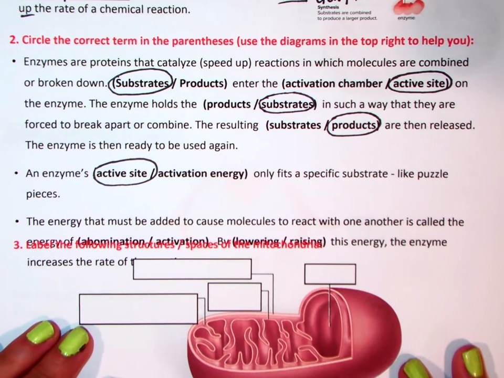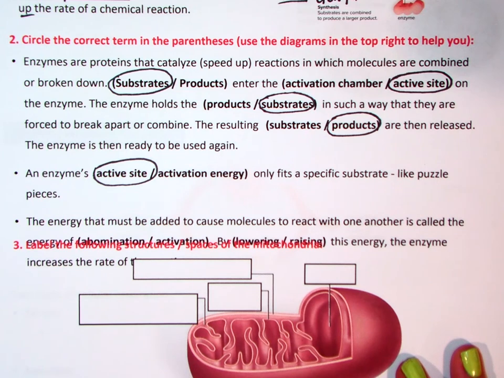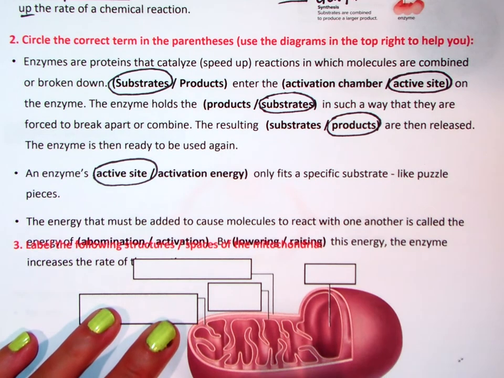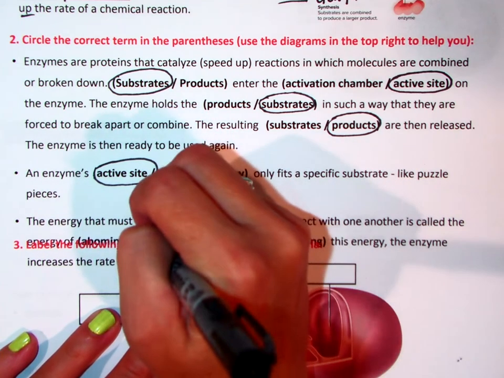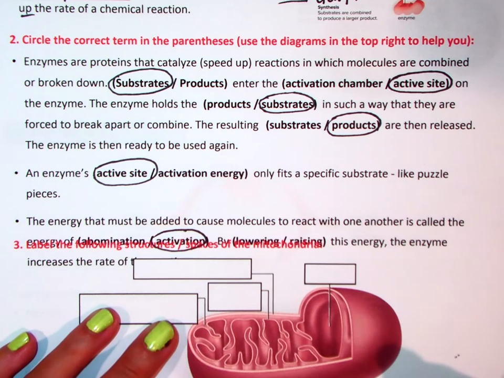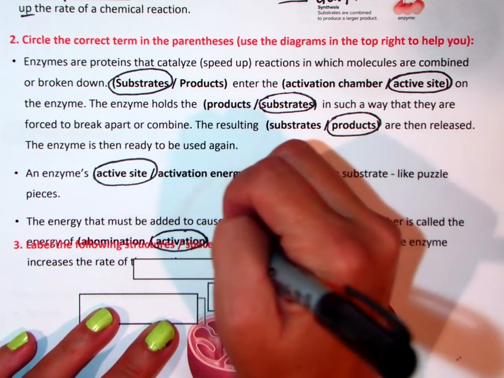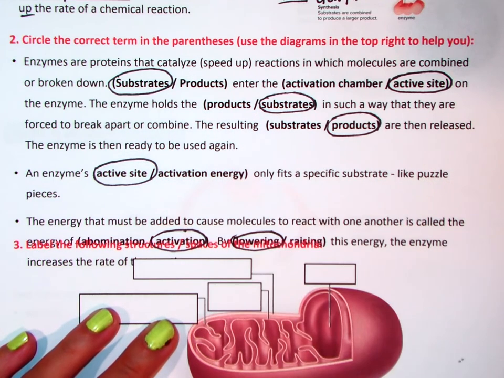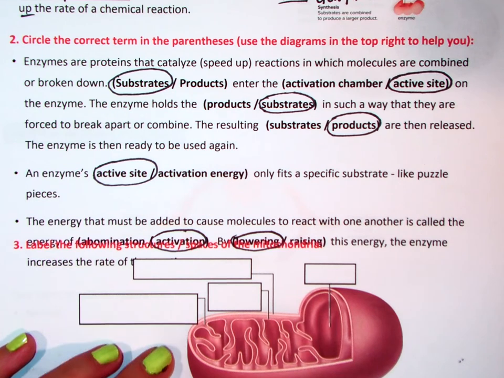I don't know if yours looks like this, but the energy that must be added to cause molecules to react with one another is called the energy of activation. Sorry, I don't know what happened there. And by lowering this energy, the enzyme increases the rate of, I'm guessing that says, the reaction.